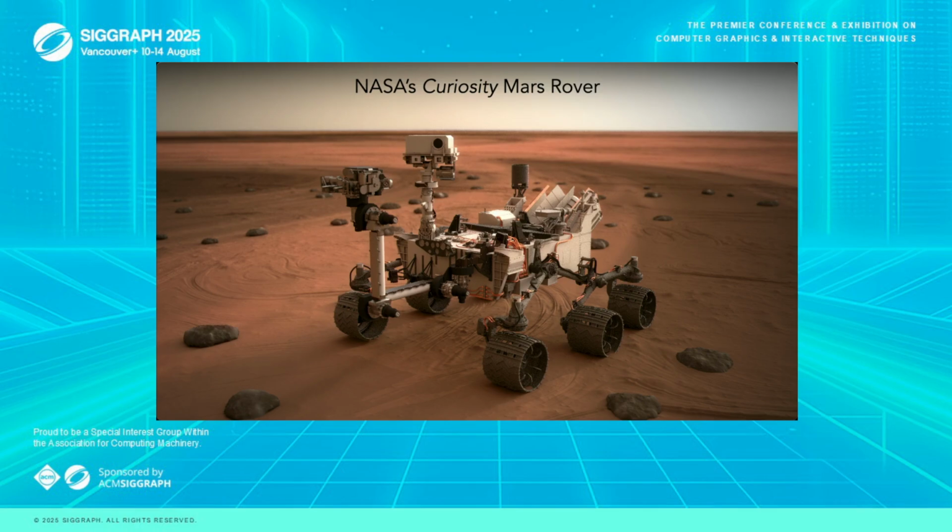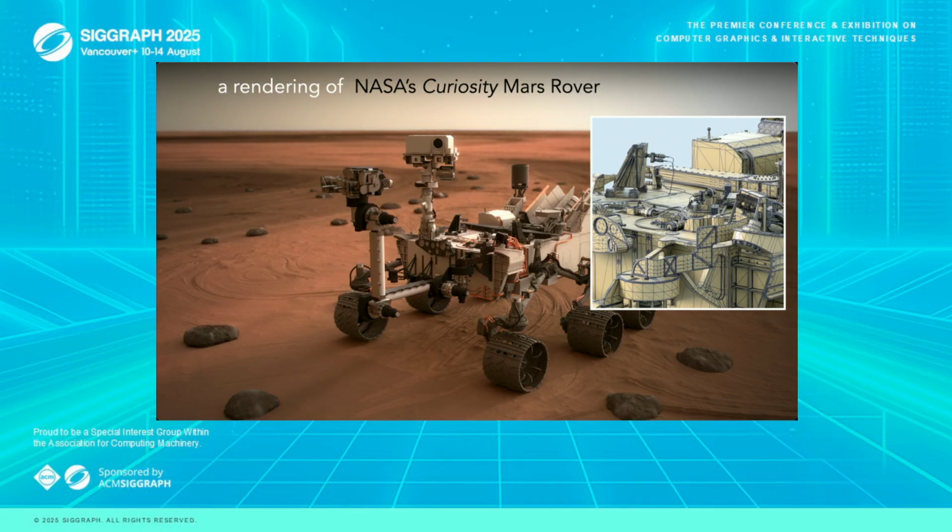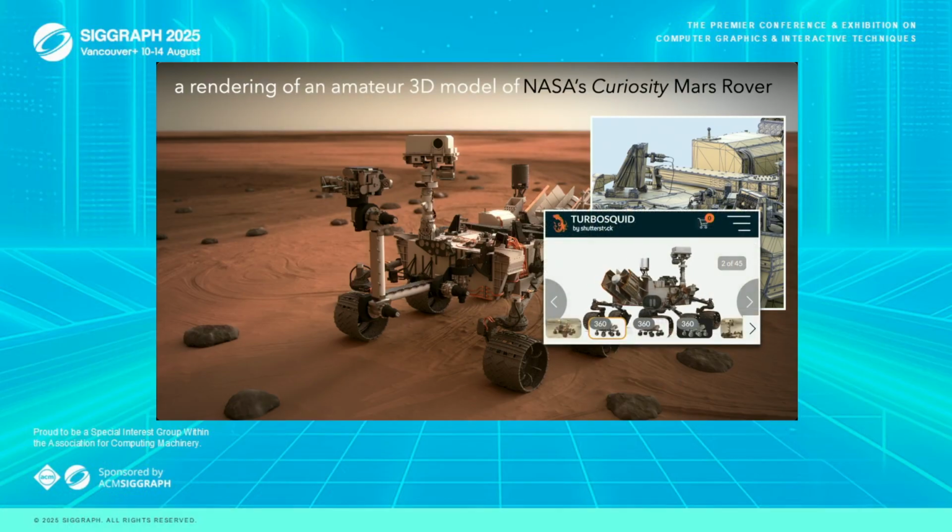Actually, many of you may quickly realize this is not a photograph, because who would be taking it, but rather it's a rendering of the rover. And in fact, it's not a rendering of an official engineering schematic from NASA, but rather just some low-quality amateur model that we downloaded off the web. Okay? And yet it looks really, really good, right?